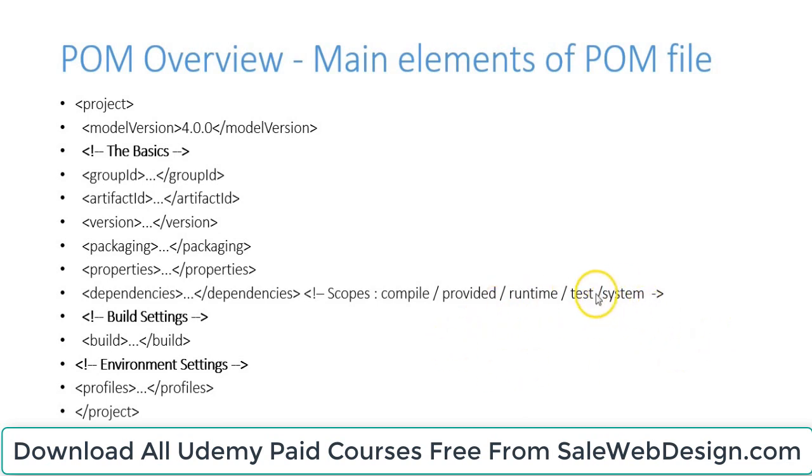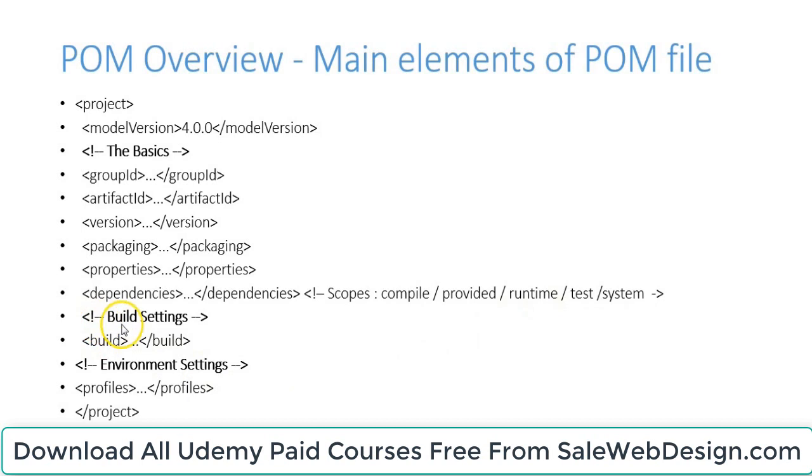Finally, we have the system scope. This is similar to provided scope, except that you have to provide the jar which contains it explicitly. The artifact is always available because you are specifying it explicitly and it is not looked up in a repository.